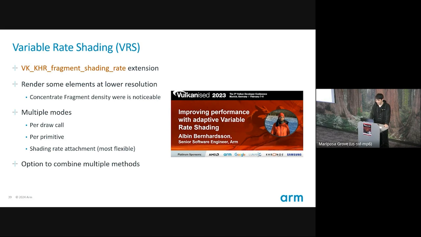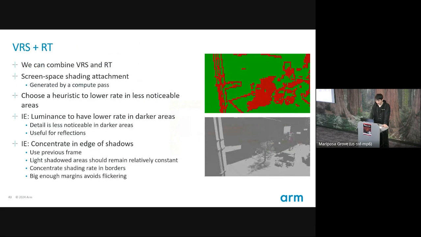We also have the option to combine multiple methods at the same time, and different options about how to combine them. Variable rate shading is a very interesting topic, and I suggest everyone who is interested to visit last year's presentation to learn more about how to use it in different effects. Vulkan allows us to combine ray tracing effects with variable rate shading. There are different ways to use it, but our recommended way is to use a screen space shading rate attachment and define some kind of heuristic. We just use a compute pass to set the appropriate density rate for each pixel in the image. This is very flexible.